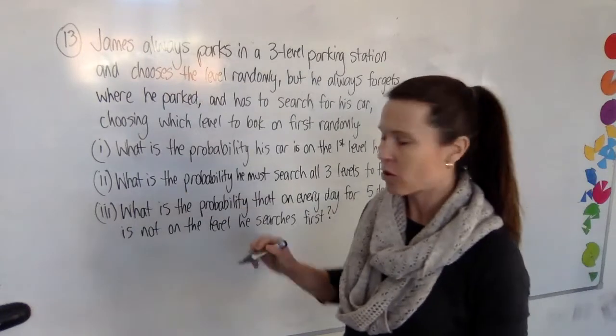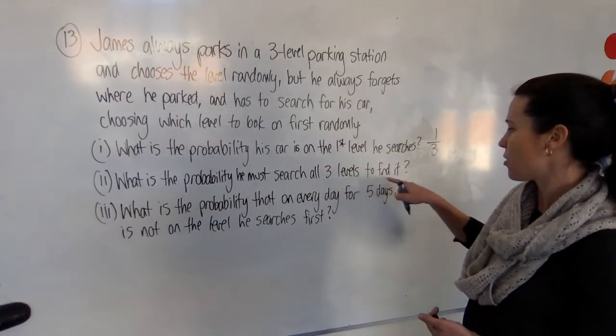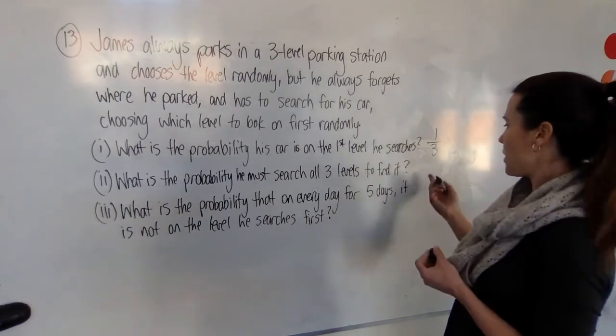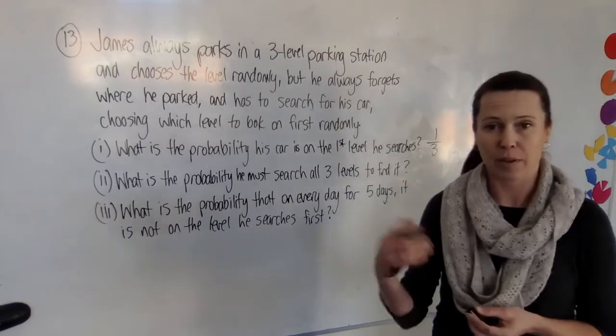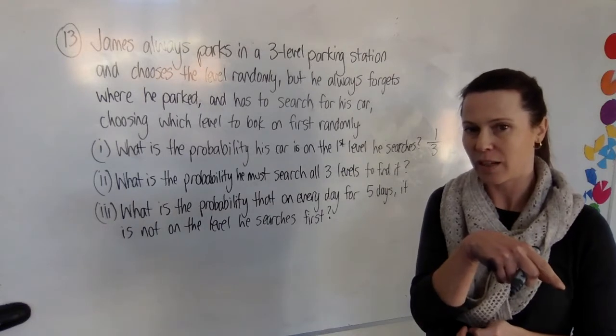Now the second question is trying to trick us a little bit. What is the probability he must search all 3 levels to find his car? Now you can answer this 2 ways. One is you can say, well, the chance of it being on the 3rd level that he looks for is actually exactly the same as the 1st level that he looked on.